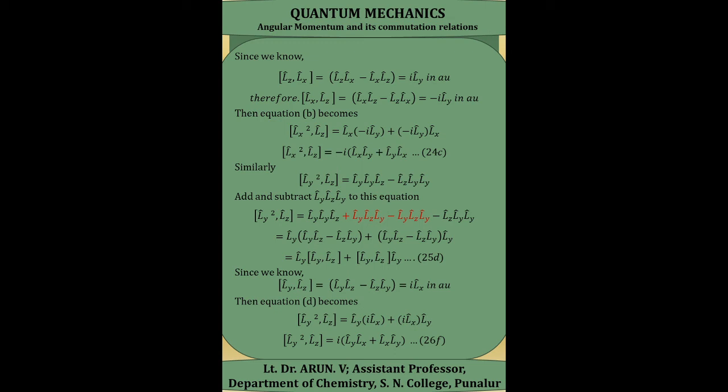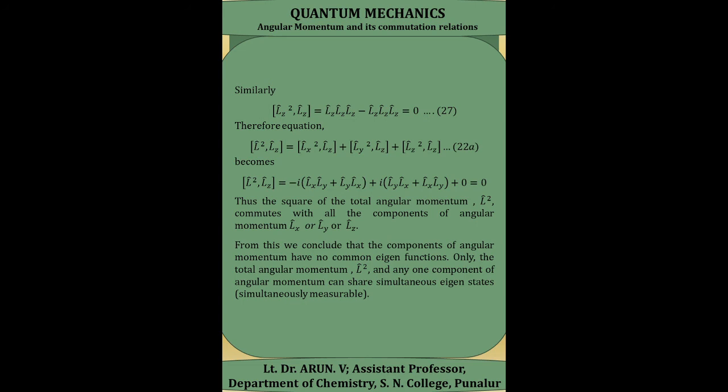Similarly, Ly²Lz is equal to LyLyLz − LzLyLy. Add and subtract LyLzLy to this equation. We can write this equation as Ly[Ly, Lz] + [Ly, Lz]Ly. Since we know that the commutation relationship between Ly and Lz, LyLz − LzLy, is equal to i times Lx in atomic units, the above equation becomes [Ly², Lz] = Ly(iLx) + (iLx)Ly, that is equal to i(LyLx + LxLy).